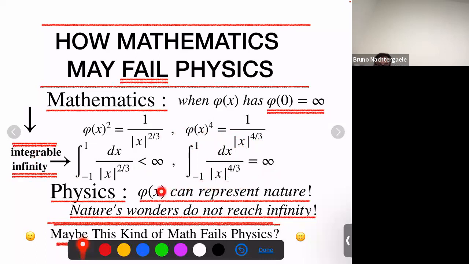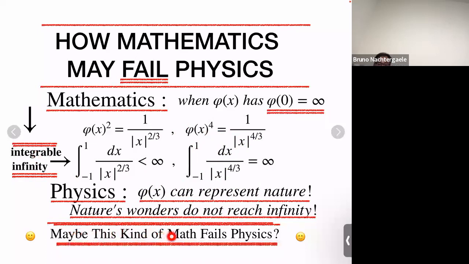Now the physics should be considered. Phi of x could represent nature. Nature's wonders do not reach infinity. Maybe this kind of math fails physics.